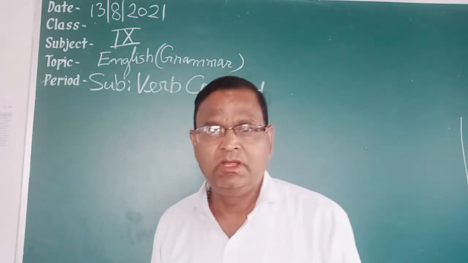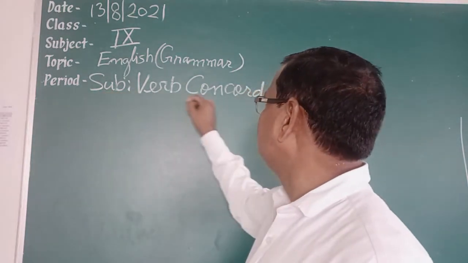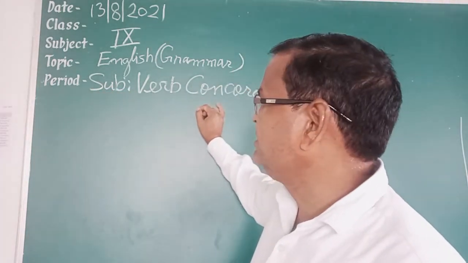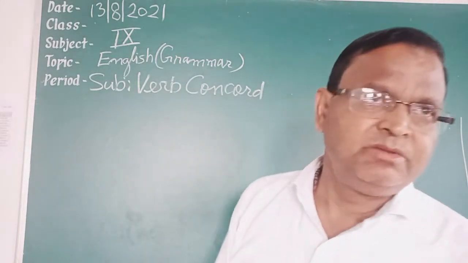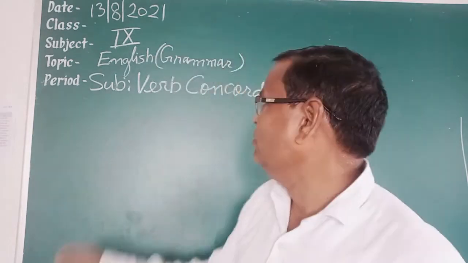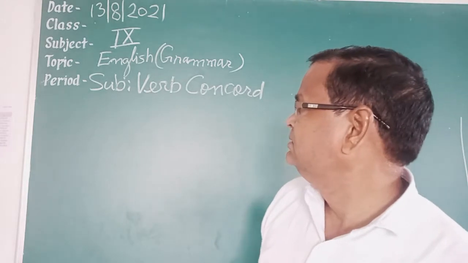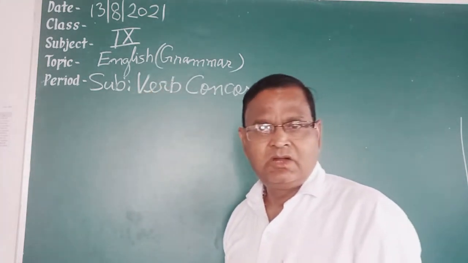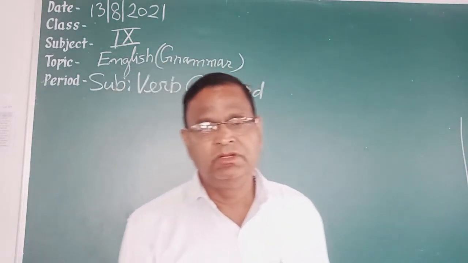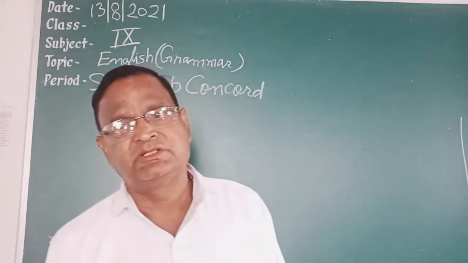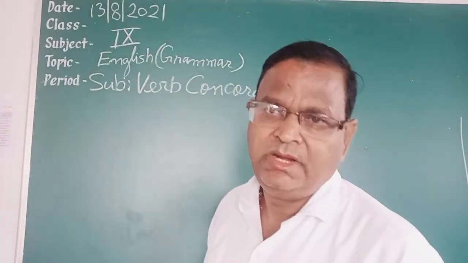Students, today we will continue the chapter subject verb concord in English grammar. I have started this and further I will continue. I have told you that verb concord means verb agreement. And what is verb agreement? I have already told you how a verb agrees with its subject in person and number, which is known as verb concord or verb agreement.